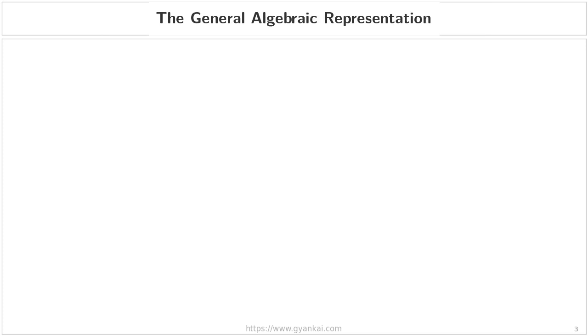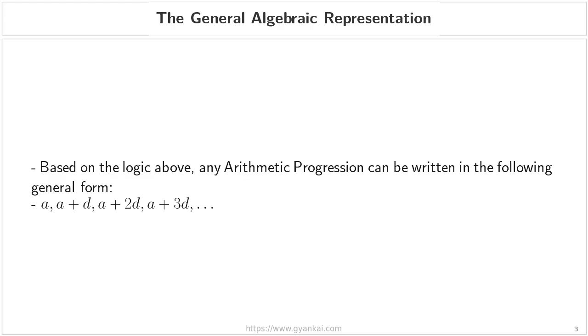The general algebraic representation. Now that we have walked through that step-by-step derivation, we can see a very clear pattern emerging. Based on the logic we just explored, we can conclude that any arithmetic progression, no matter how large, can be written in the standard general algebraic form: a, a plus d, a plus 2d, a plus 3d, and so on.